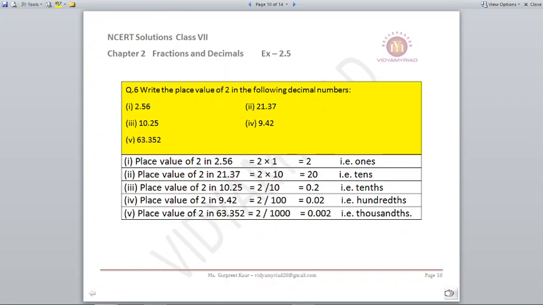10.25. After the decimal, you will add th. 2 is at the 10th place because 2 will be multiplied by 1 upon 10. So 2 upon 10, that is the 10th place. 9.42. So again this is after the decimal, 2 digits after. So 2 will be multiplied by 1 upon 100. So that is the 100th place. And the last is 63.352. 3 digits after the decimal, that will be the 1000th place.